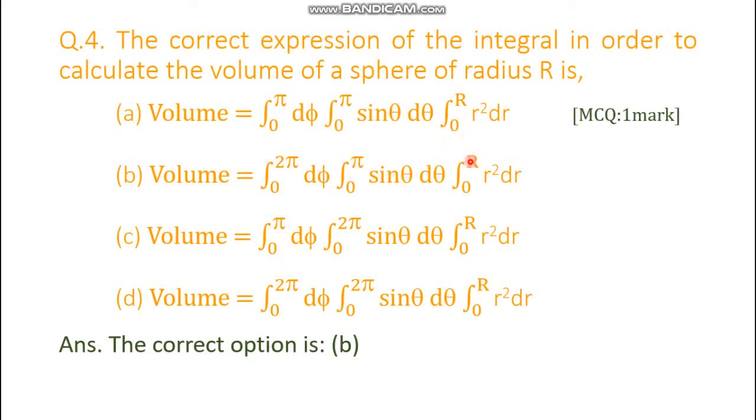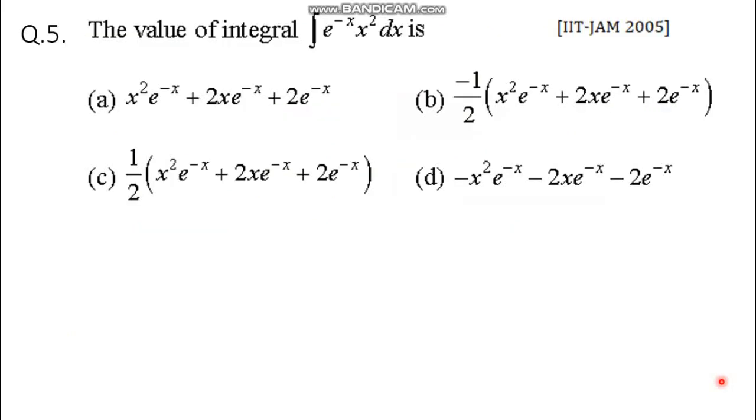All the things are same. 0 to r, r squared dr. In all the 4 options, the same thing. Here, sine theta d theta is also common, but the lower limit is also common, but the upper limits in 2 cases twice pi and in 2 cases only pi. So these 2 would have been correct, but out of these 2 only this one is acceptable. So option B is the correct option.